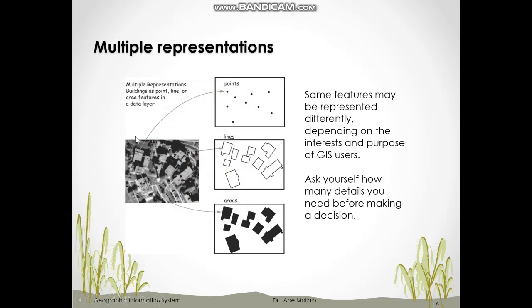For example, here we have a couple of households or buildings. If you only need the location of buildings, you can simply represent them as points. Or sometimes you may need to display the outline of the buildings, or you want to measure the perimeter or circumference of the buildings. In this case, you can represent them as polylines. In another case, you probably want to measure the area or coverage or the square feet of buildings. You can represent them as polygons. So the same feature can be represented differently based on convenience and your needs.